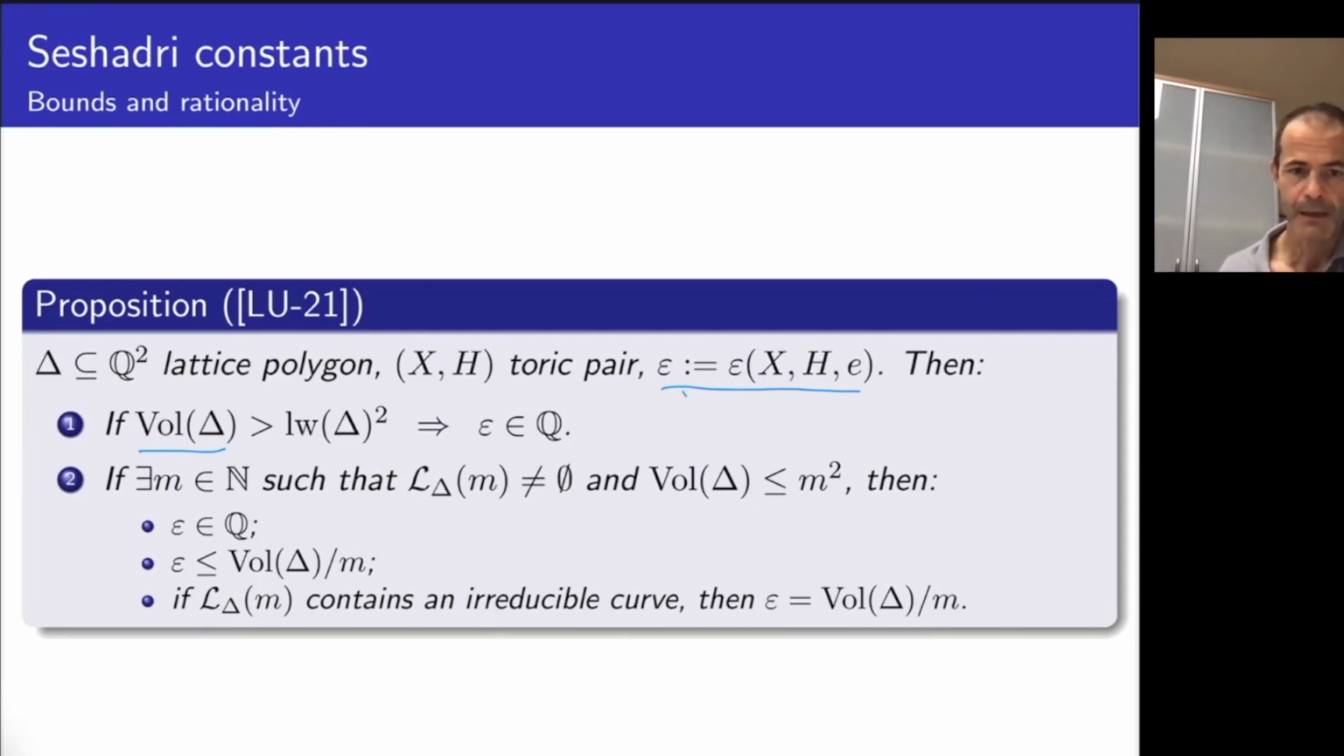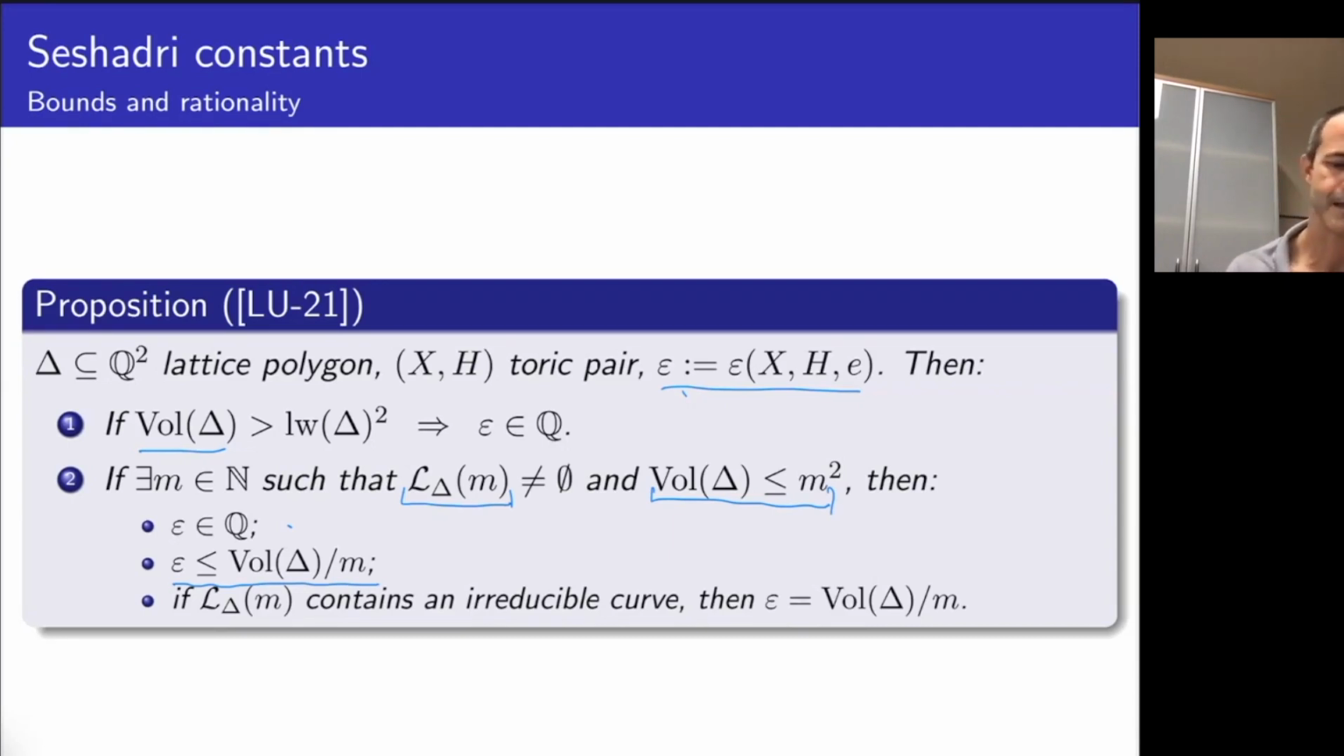And the second result is that if we can find a multiplicity M such that the linear system, defined as the curves of L delta having multiplicity at least M at the point, is not empty, and moreover we have this condition on the volume, which is smaller than or equal to M squared, then again we can deduce that the Seshadri constant is rational. And we also have this other bound, which in general is better than the previous one: the volume of delta divided by M.